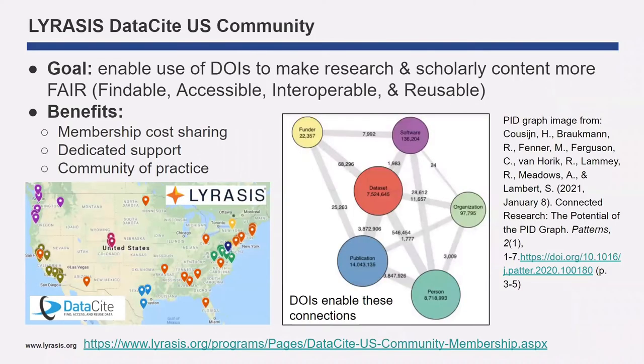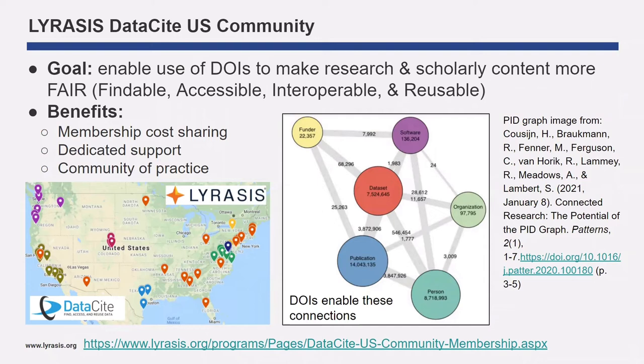And in addition to ORCID, if you're not already assigning DOIs to data sets and other scholarly content that your institution is responsible for, you can consider joining the LYRASIS DataCite US Community. This program was started in 2021 as a way to lower the barrier of entry for organizations to assign DOIs to local content, which again contributes to making research and scholarly content more findable, accessible, interoperable, and reusable.